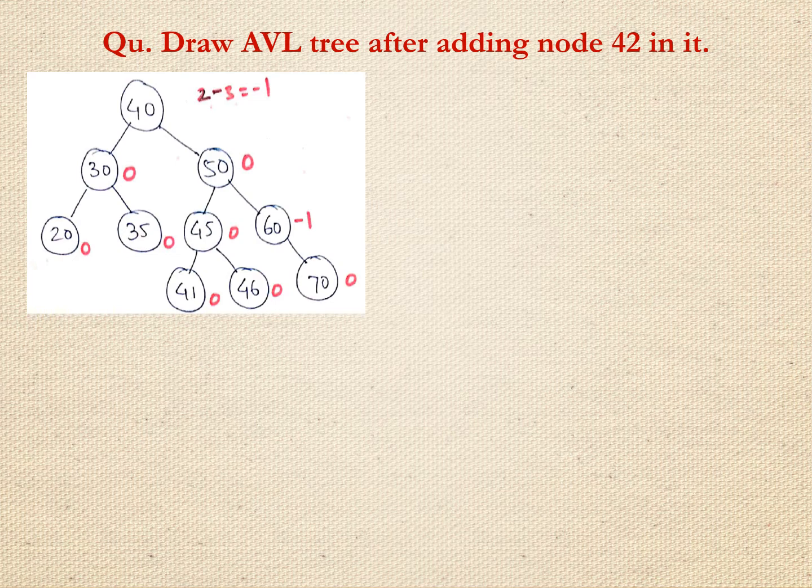Suppose this tree was given to us and it is asked to add a node 42 in it. So now we can compare 42 here with the root first. So 42 is greater than 40, so it will go right. Then at 50, 42 is less than 50 so it goes left, then again 42 is less than 45, and then 42 is greater than 41, so it will be added on the right hand side.